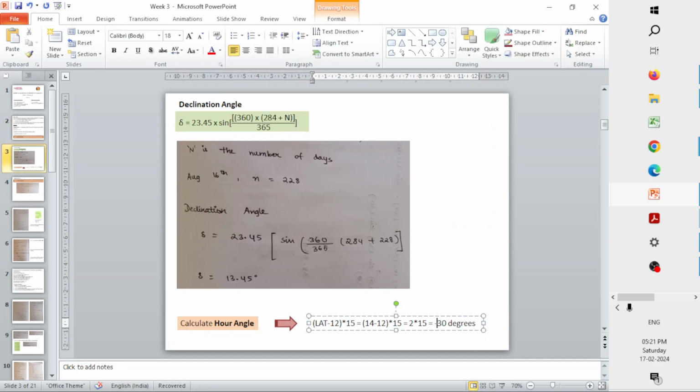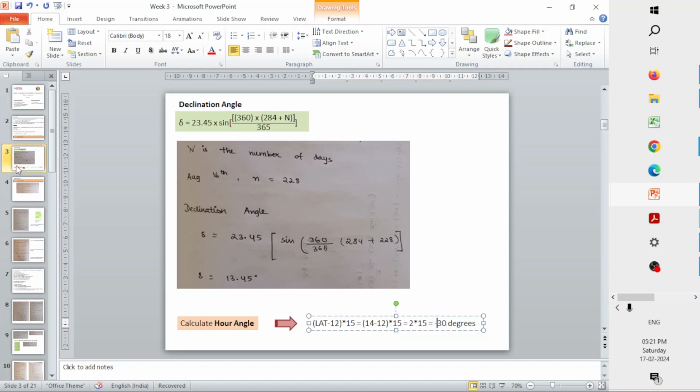Suppose it's morning, say 10 hours. Then it will be positive because that value comes before 12 hours, that is, before noon. So for morning the sign convention is positive. For the afternoon and evening the sign convention is negative. Here it is 30 for the morning case, positive 30.